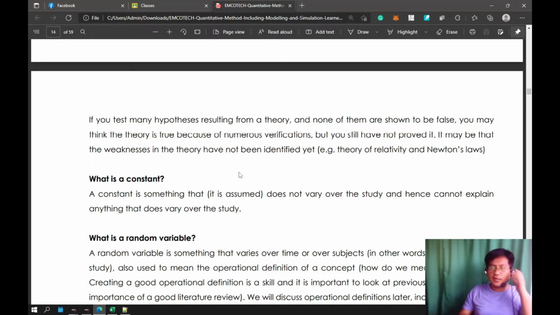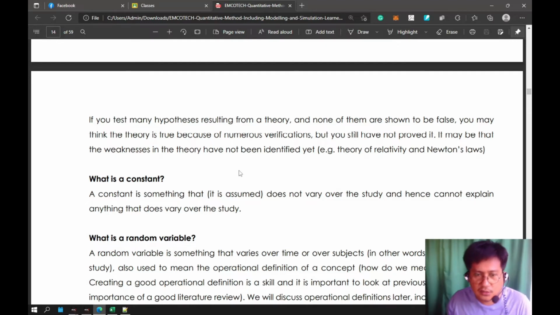Another thing is maybe that the theory you use in proving your hypothesis is not a solid theory. There is a flaw. Okay? Meron pa siyang mali, meron siyang kulang, or meron siyang sobra. Kailangan pa siyang i-perfect yung theory na ginamit mo. Oh, pwede 'yon.